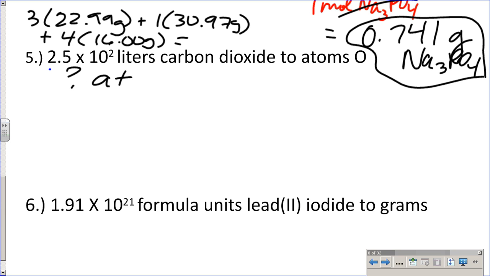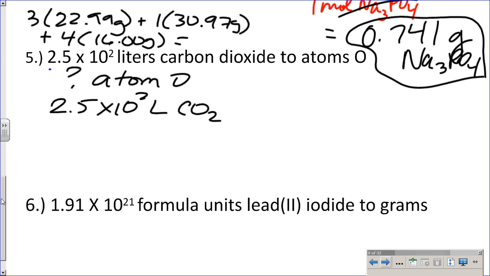Okay, so next one, carbon dioxide to atoms of oxygen. Question, atoms of oxygen. When you think atoms, you think particles, yes? Particles refer to Avogadro's number, right? So we're starting with 2.5 times 10 to the second liters of carbon dioxide. When you say liters, what comes to mind? The volume one, right? What's the volume one? 22.4 liters, and I should have said assume it's at STP here, but I didn't. Sorry.